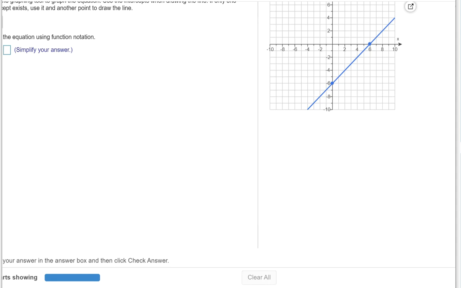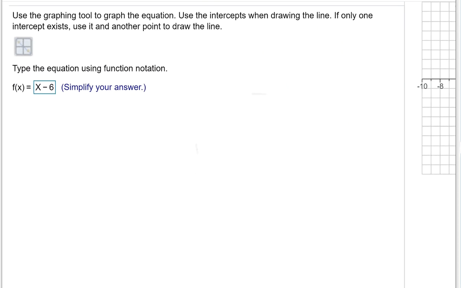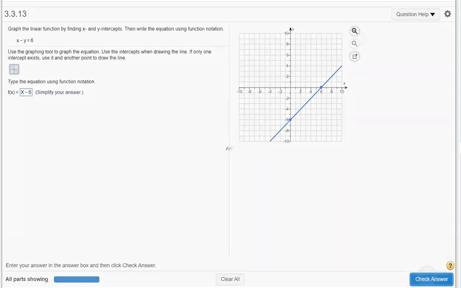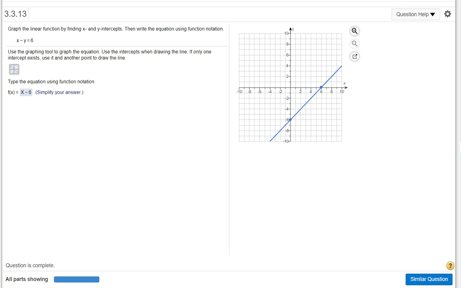So let's check that out. If we go to the screen here, we've got f of x equals, I've now entered x minus 6, and there we go. We've got credit for that particular question.